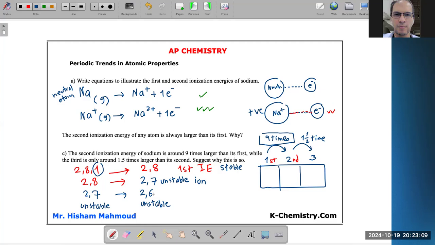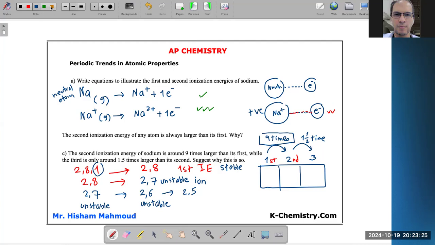While the third one, Mister, it doesn't matter anymore. You took from me 2, 7, I become unstable. Then 2, 6. Then 2, 5, I don't care also. So every time after that, the ionization energy increases, but not by much of a difference.